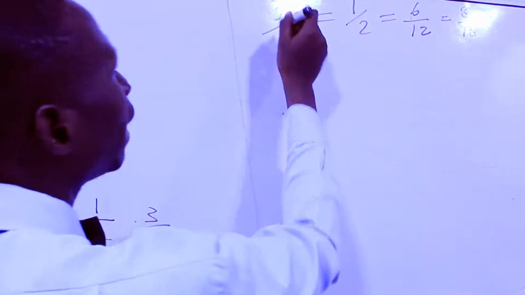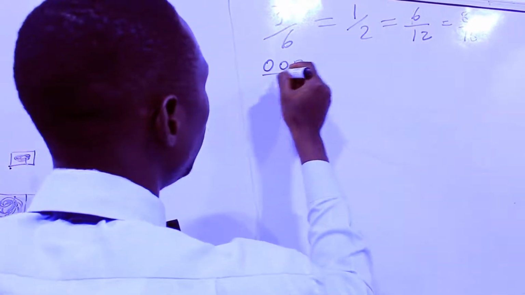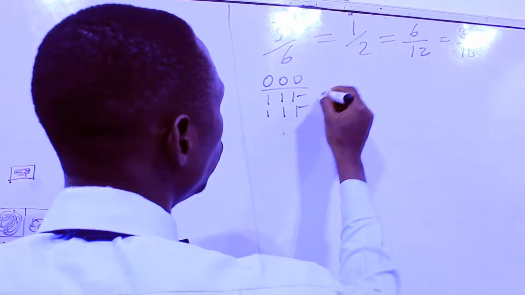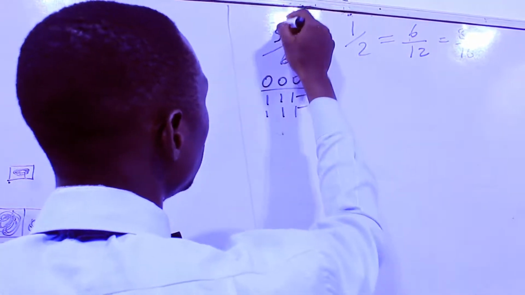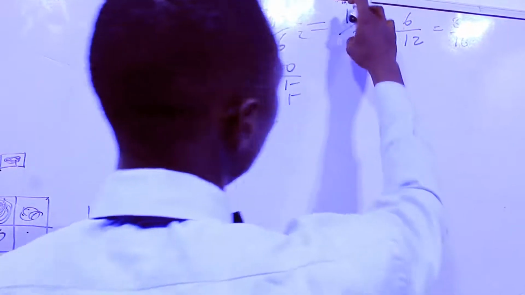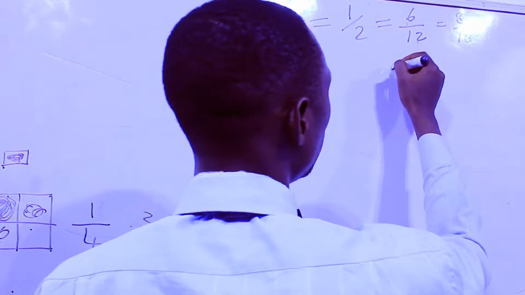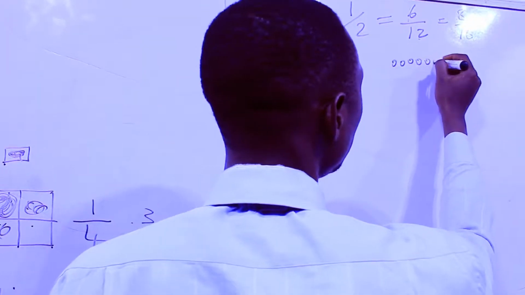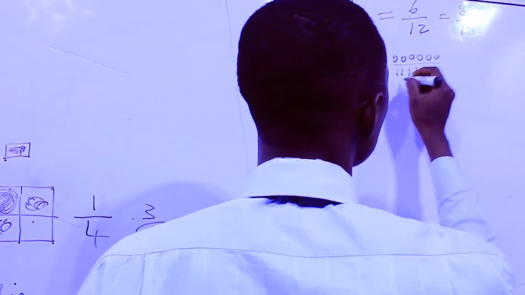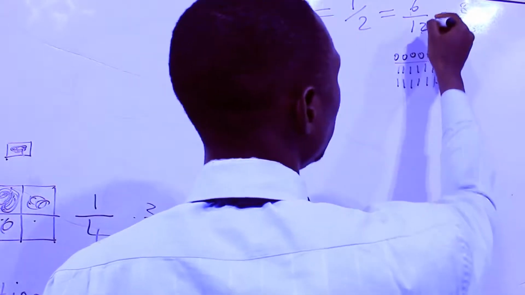How? 3 can share 6. You bring 3 people, 1, 2, 3. Divide 6, 1, 2, 3, 4, 5, 6. I have 1, 2. 2 and 3 divide itself 1. Here I have 1 over 2. This one is already 1 over 2. 6 divides 12. 6 people, 1, 2, 3, 4, 5, 6. Divide 12. 1, 2, 3, 4, 5, 6, 7, 8, 9, 10, 11, 12. 1, 2. That means here is 2.